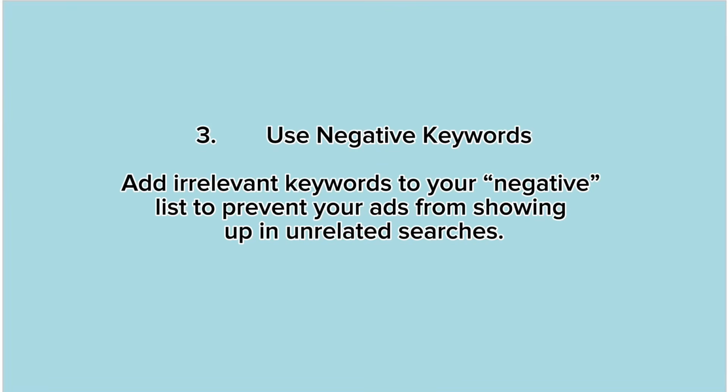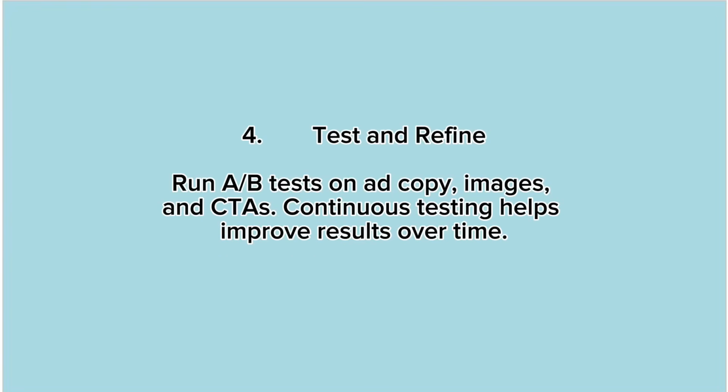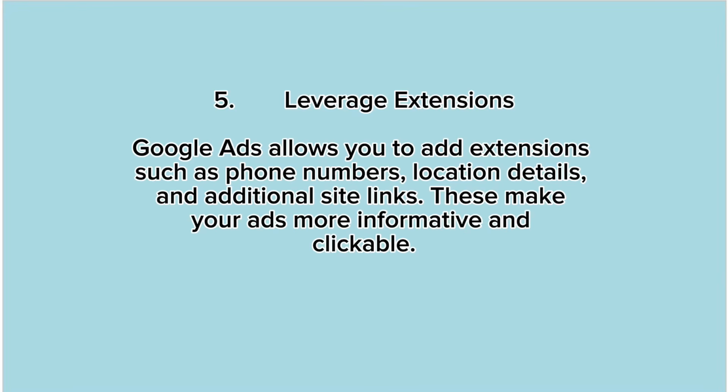3. Use negative keywords. Add irrelevant keywords to your negative list to prevent your ads from showing up in unrelated searches. 4. Test and refine. Run A/B tests on ad copy, images, and CTAs. Continuous testing helps improve results over time. 5. Leverage extensions. Google Ads allows you to add extensions, such as phone numbers, location details, and additional site links. These make your ads more informative and clickable.